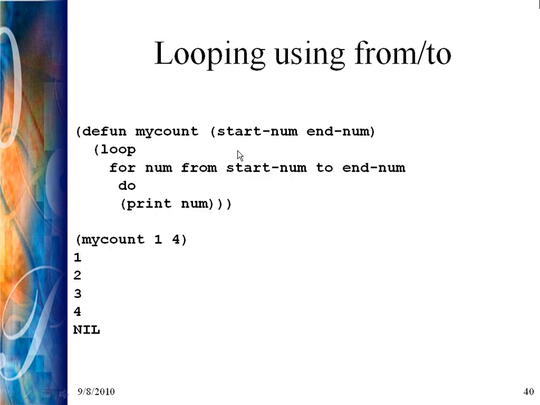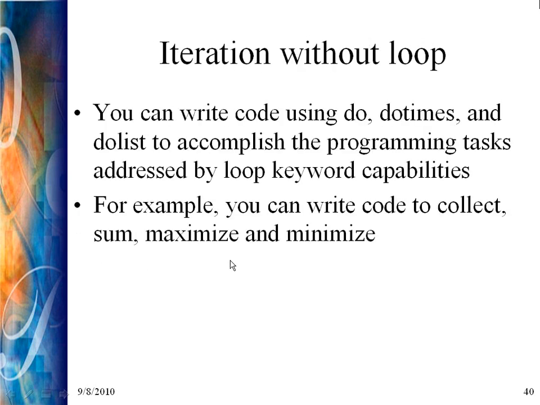Here's just a couple of examples. We loop for num, the iteration variable, from start num, the first argument, to end num, the second argument. Do means simply evaluate the following forms. There you go. My count 1 to 4. If we'd done this with dotimes, we would have had to add 1 to the iteration variable because it would have gone from 0 to 3. So you can use dotimes and dolist to achieve the programming tasks that loop with keywords does.